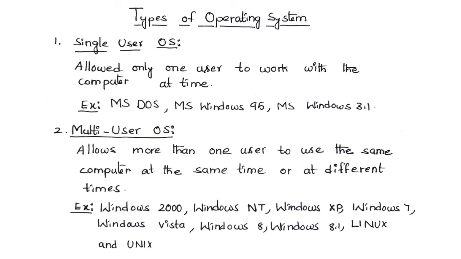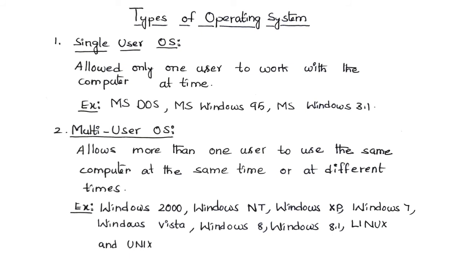This system allowed only one user to work with the computer at a time. That means single user operating system was the initial version of the operating system. The most popular single user operating systems were Microsoft DOS, Microsoft Windows 3.1, Microsoft Windows 95. Due to their limited features, they are no longer in use nowadays.